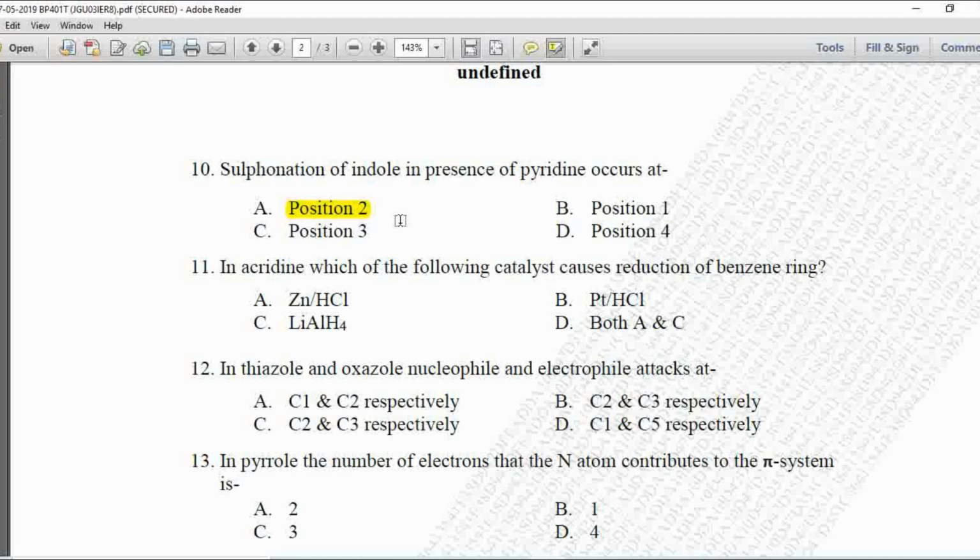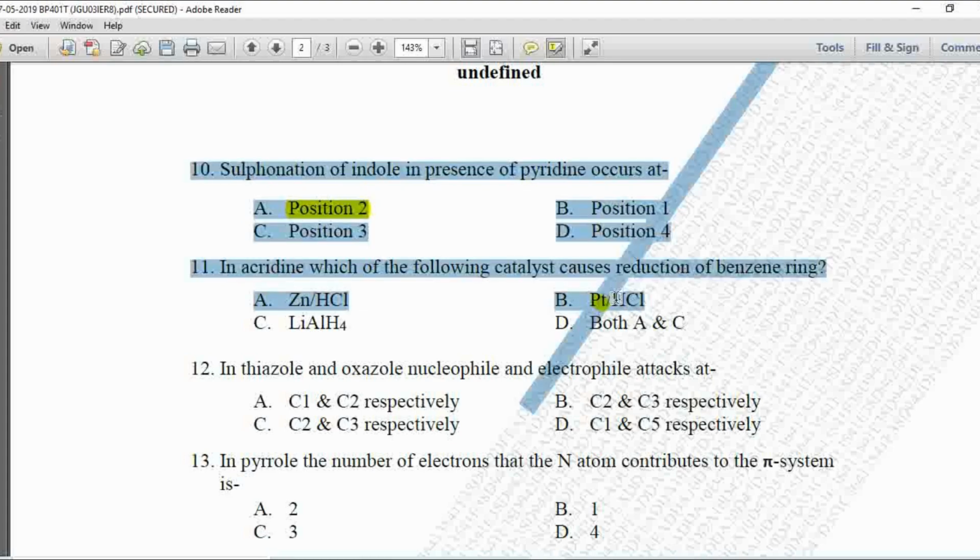Next MCQ. In acridine, which of the following catalysts causes reduction of benzene ring? Option A is zinc and HCl, B is platinum and HCl, option C is lithium aluminium hydride, and D is both A and C. So here in acridine, which of the following catalysts causes reduction of benzene ring? The correct answer for this is option number B, that is platinum and HCl.